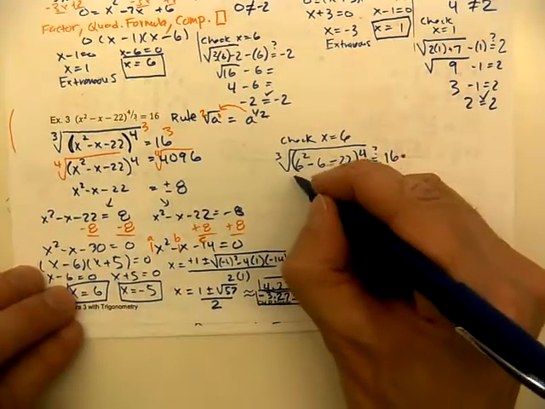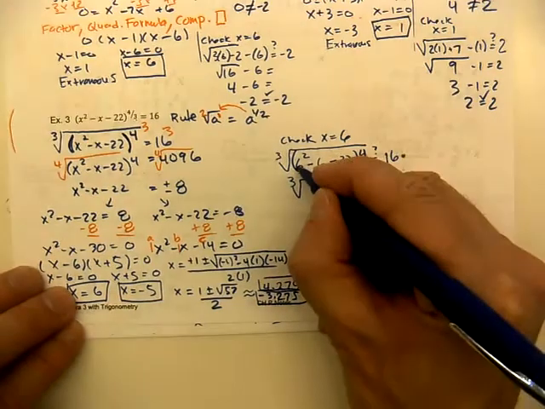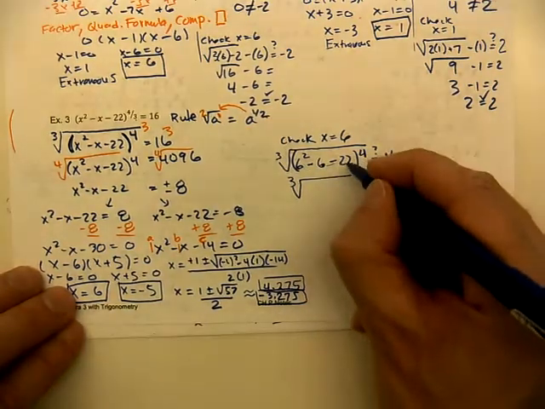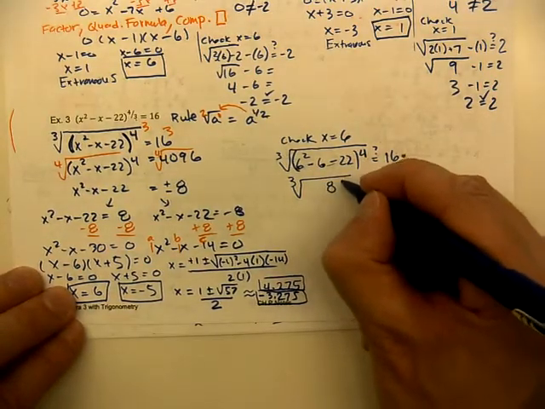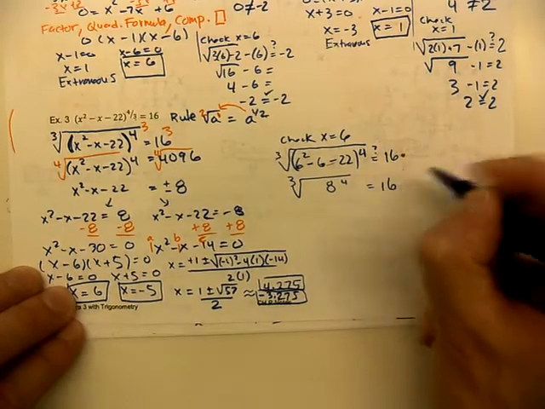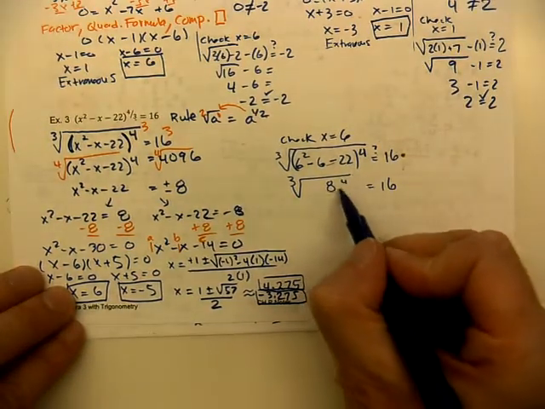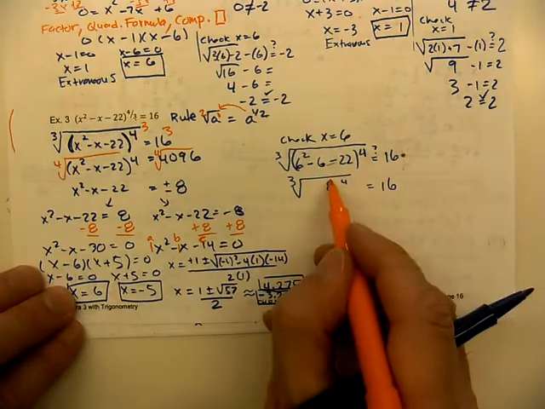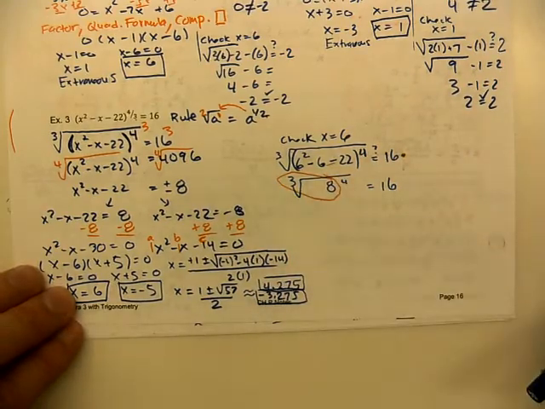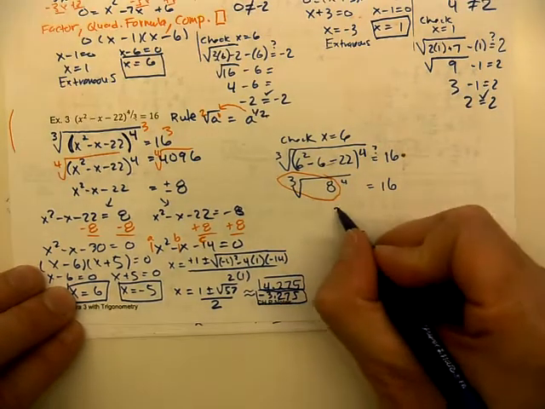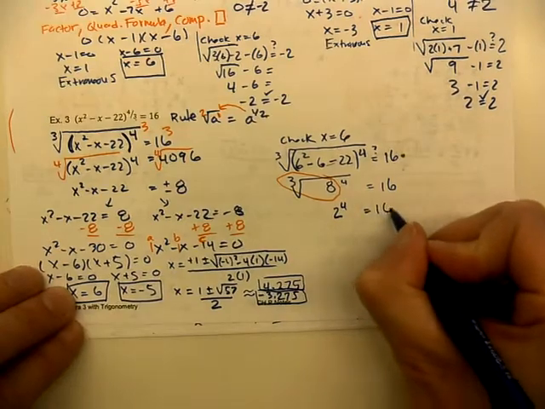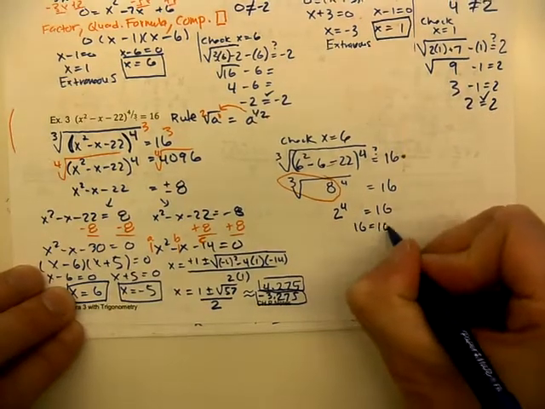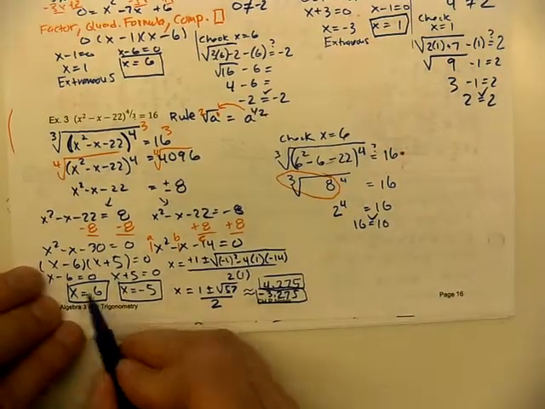6 squared is 36, minus 6 is 30, minus 22, you actually get 8. You could go 8 to the 4th first, but I'm actually going to do the cube root of 8 first because I recognize that's a perfect cube. So the cube root of 8 is 2, and then when you raise that to the 4th power, that gives us 16. So yeah, that does check out.